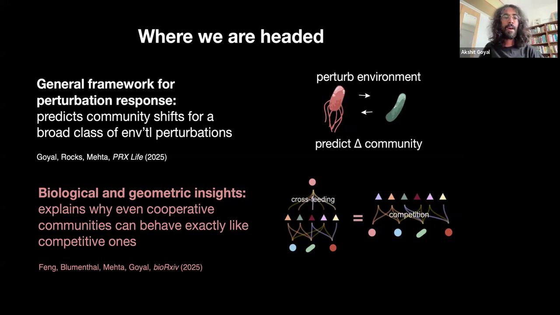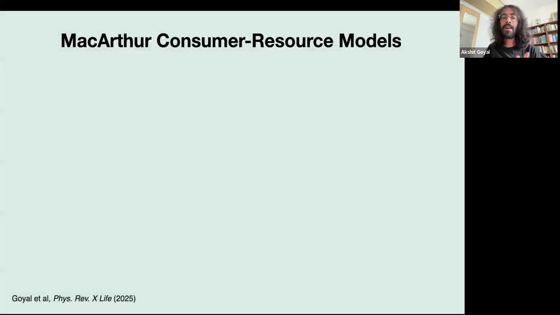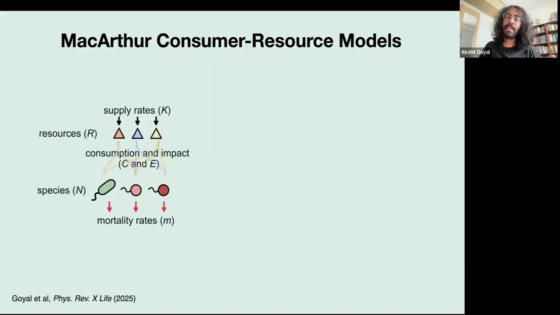So let me begin. I told you that I want to talk about a general framework, but we've got to start somewhere to root ourselves. So where I would like to start is in this canonical model of ecosystems, which is a consumer resource model. In this consumer resource model, it's going to be easy for us to think about how to perturb the environment.